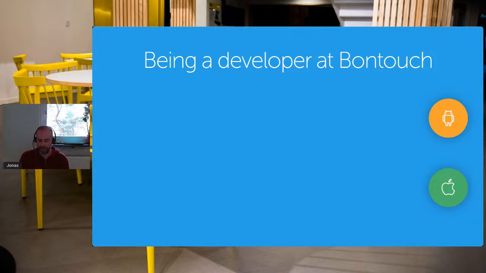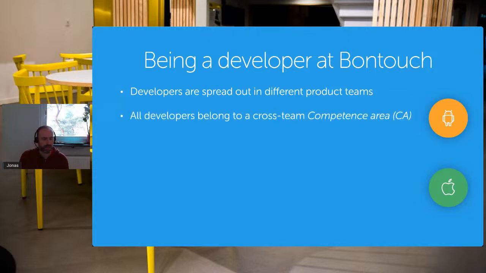And I'm just gonna give you a small feeling of how it is to work as a developer at Bontouch. So basically we have different teams for each app more or less, where developers are spread out in and together with other competences such as design and test and team lead. But we also have something called a competence area, which is a kind of group that organizes people for each competence, like Android, iOS, design, test, and so forth, who gather around and speak and share lots of experiences and knowledge with each other to make sure that we're on track on the latest stuff and what we work with.